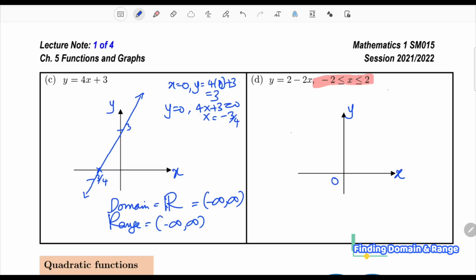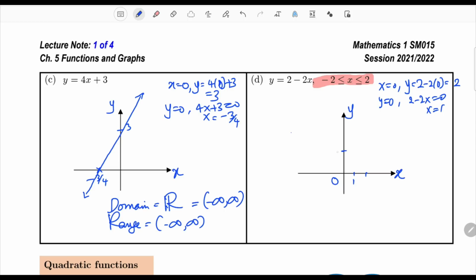Find the respective values when x is 0. So y equals 2 minus 2 times 0, so we get 2. That will be your y-intercept. Okay, when y is 0, you get 2 minus 2x equals 0, so you get x equal to 1.